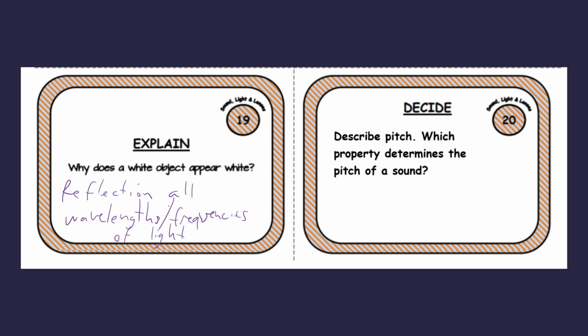Describe pitch. Which property determines the pitch of a sound? It's going to be frequency. And we already answered this, but basically it is the highness or lowness of a sound. So an instrument like a tuba makes a very low pitch sound, whereas an instrument like a flute makes a very high pitch sound. So the pitch of that sound is determined exclusively by frequency.